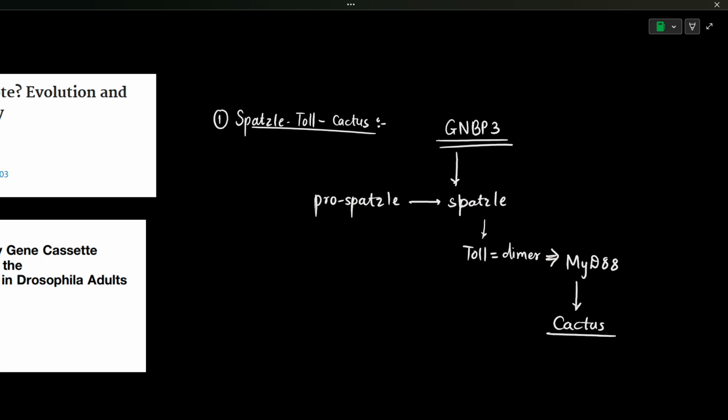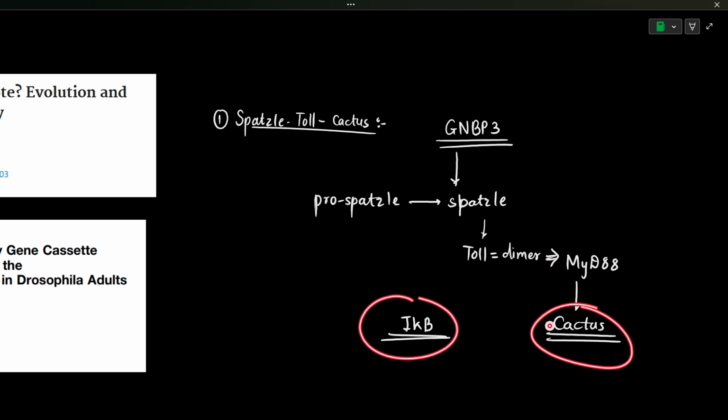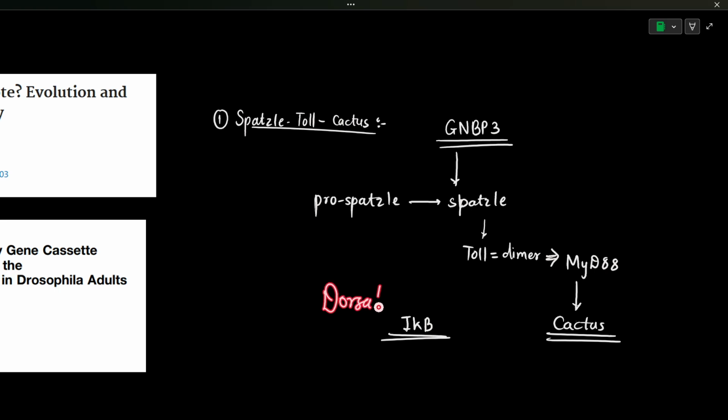This cactus protein is an inhibitor kappa B-like molecule. If you remember the NF kappa B pathway, inhibitor kappa B inhibits NF kappa B. So cactus is an inhibitor just like inhibitor kappa B. Once it is degraded, there will be release of a protein known as dorsal or DIF. The degradation of cactus releases dorsal and DIF, which enter the nucleus and drive the transcription of AMPs such as drosomycin.